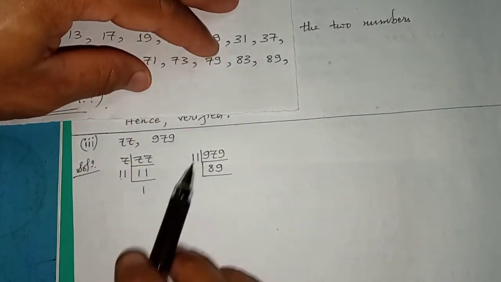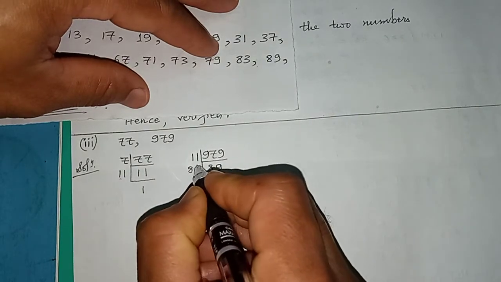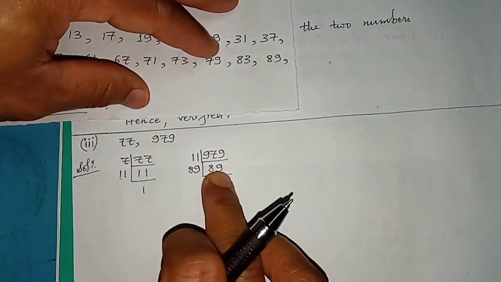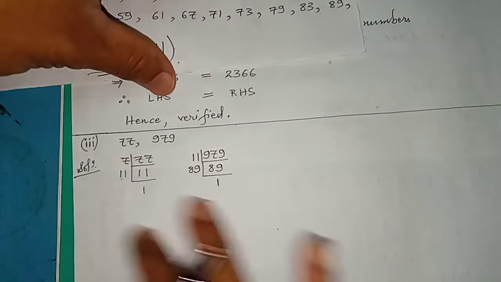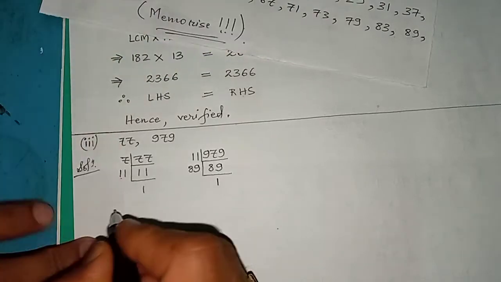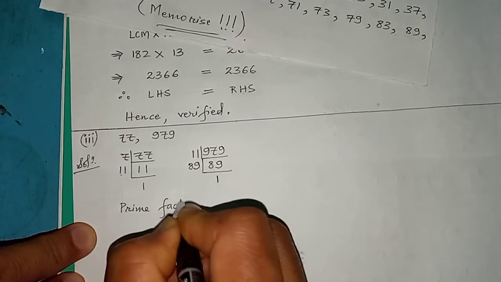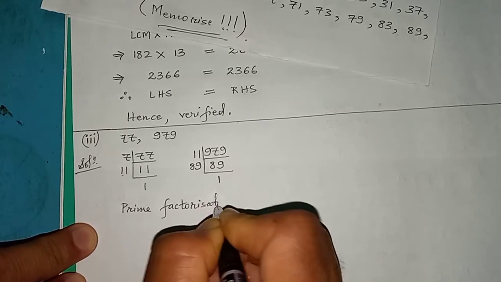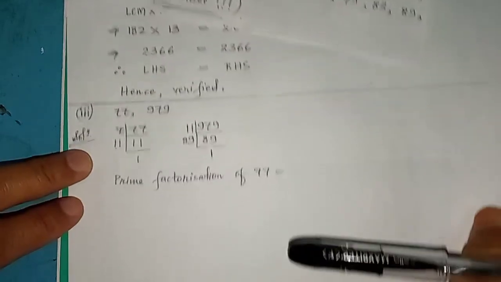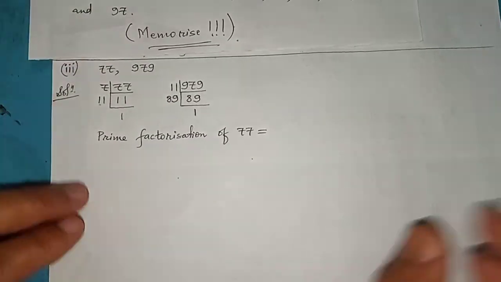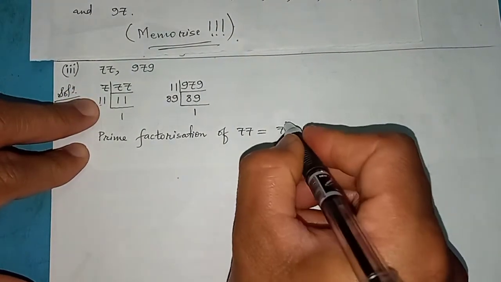No need to think by which factor we can divide. Since 89 is a prime number, any prime number you divide by itself. So we have done the prime factorization of 979. Now we'll write the prime factorization of 77. We got 7 into 11, and since 7 and 11 occur only 1 time each, we can give power 1 directly here.